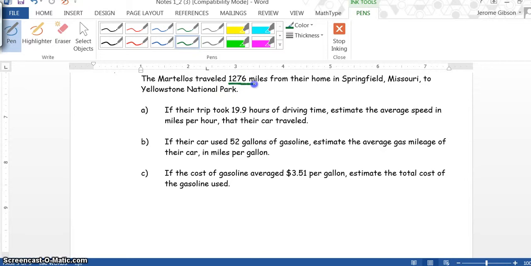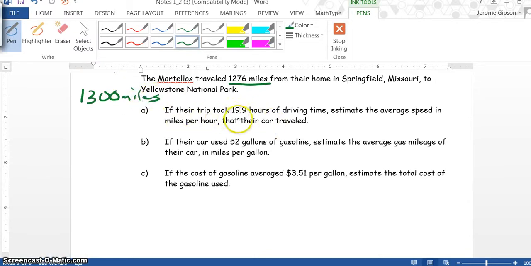This is the total distance that they traveled, 1,276 miles. Now, my suggestion would be to round to the hundredths place. So we know 2 is in the hundredths place. So we'll look to the right at the 7, and that would take this to 1,300. So that's 1,300 miles.